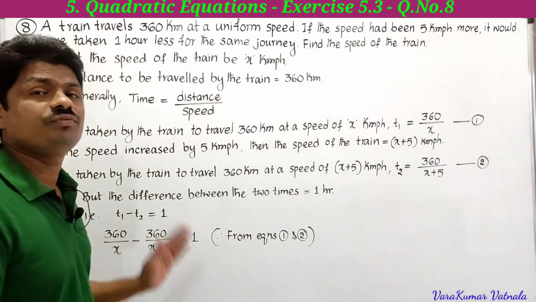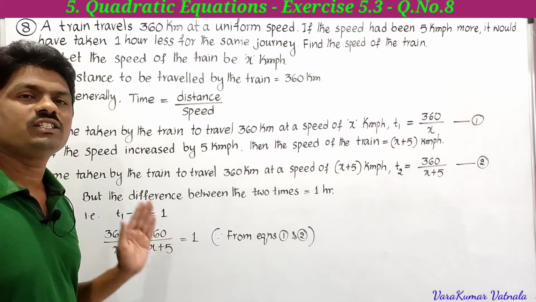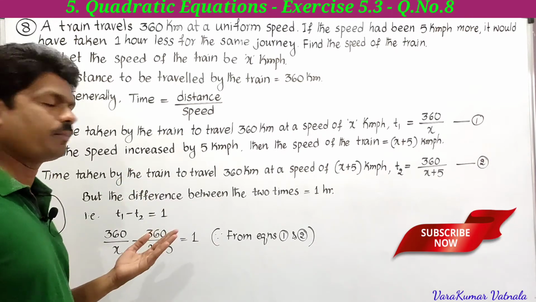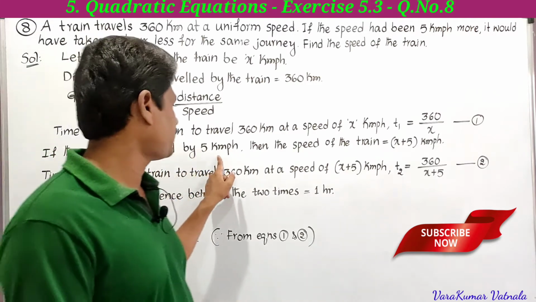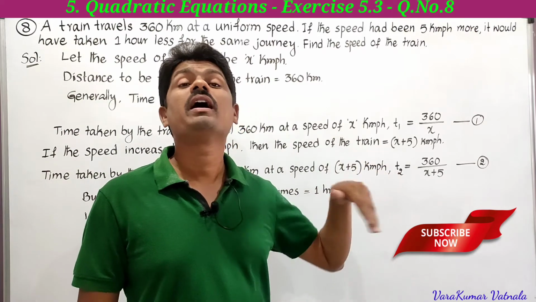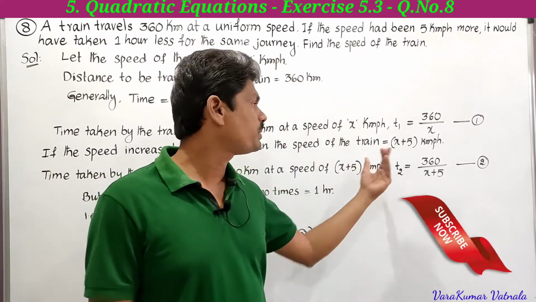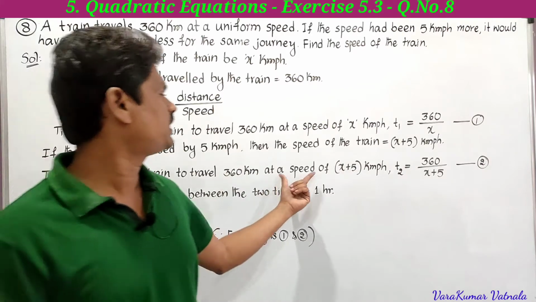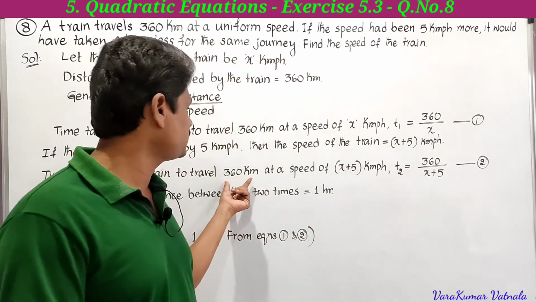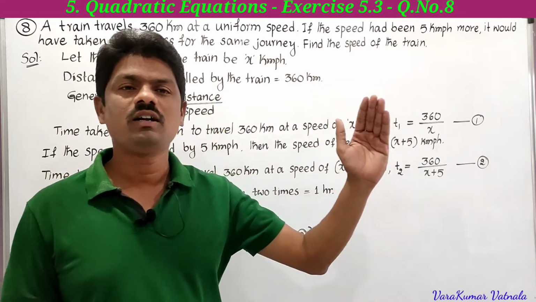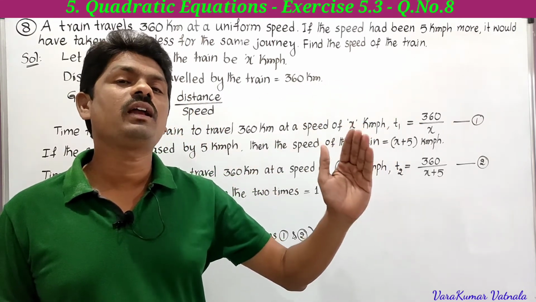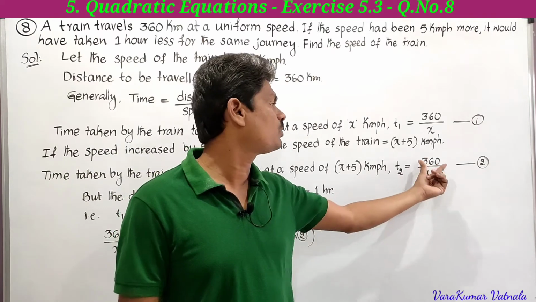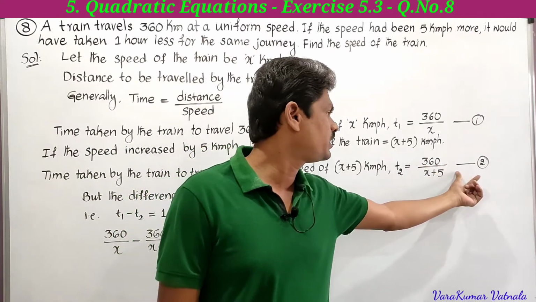He is saying that if the speed of the train had been increased by 5 kmph, then it takes 1 hour less than the previous time. So if the speed increases by 5 kmph, the speed of the train becomes x plus 5 kmph. Now the time taken by the train to travel 360 kilometers at a speed of x plus 5 kmph: the distance is the same, 360 only, but the speed is increased. So if the speed is increased, the time taken to travel the same distance decreases. Let t2 be equal to 360 by x plus 5 hours. Let it be equation number 2.